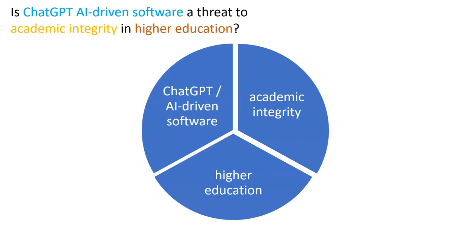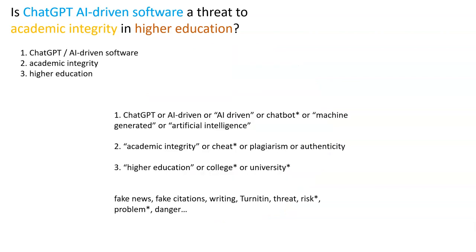I put them into a graphic format, so I'm looking for everything in ChatGPT and academic integrity and higher education. And there's 4 searches here, so I can look at everything on ChatGPT as it deals with academic integrity, ChatGPT as it deals with higher education, academic integrity as it relates to higher education, or all 3 concepts together. So there's 4 different types of searches here. It helps me provide structure in how I search and build a search strategy.